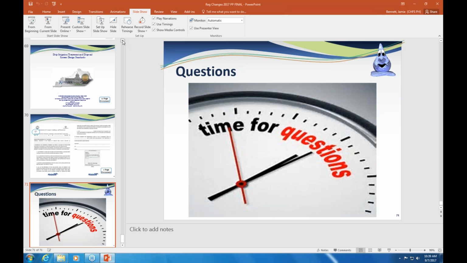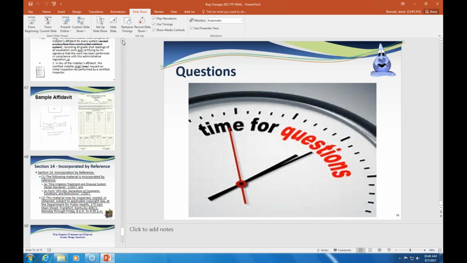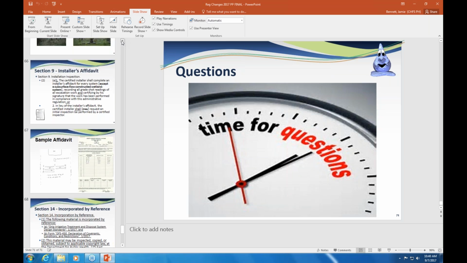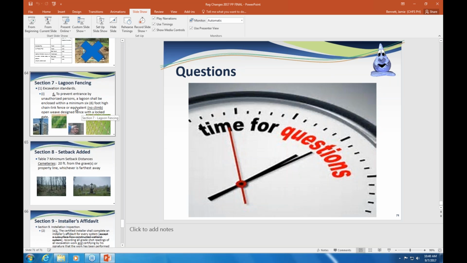Woven wire, I believe that was in there, Charlie. Hang on a second. As long as it's no climb. Yeah, as long as it says on there no climb, and it'll say on the package itself. It says open weave design fence with a locked gate. So yeah, I guess so, Charlie.